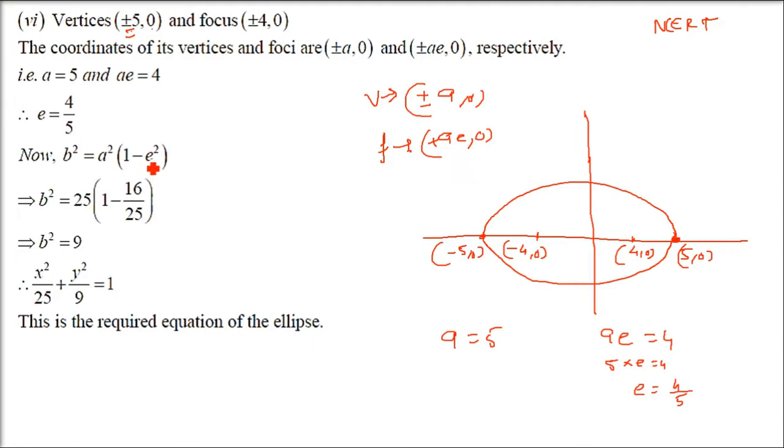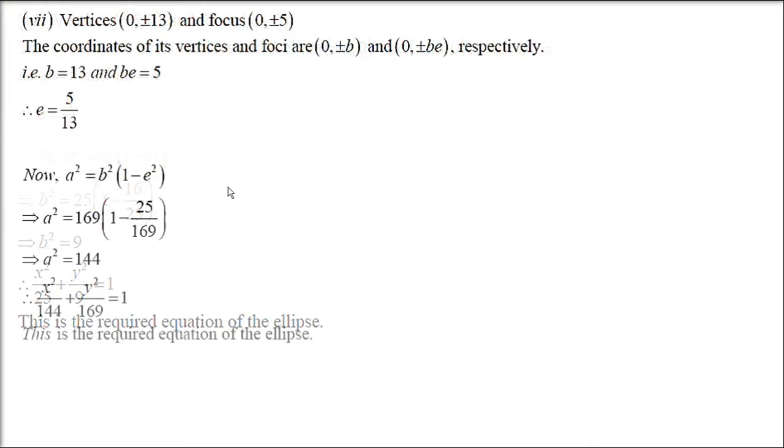and b square equals a square into 1 minus e square. Now this is going to change when the vertical ellipse comes. So just put it here, find out a square and b square and put it in this equation.